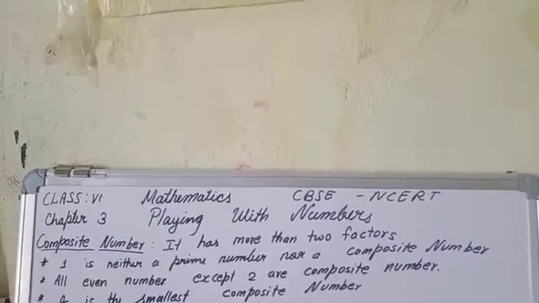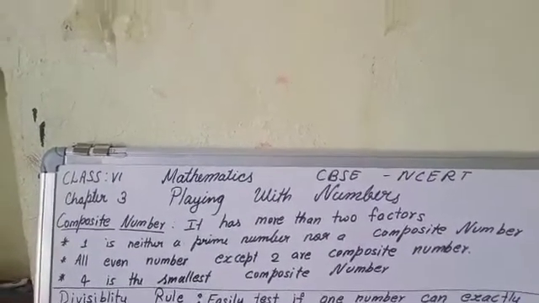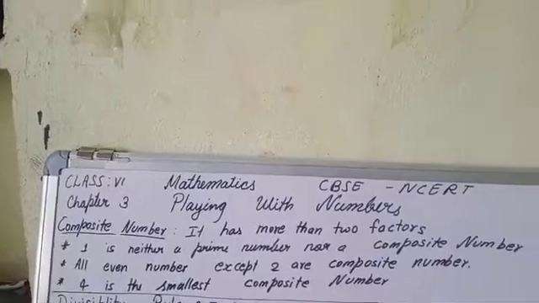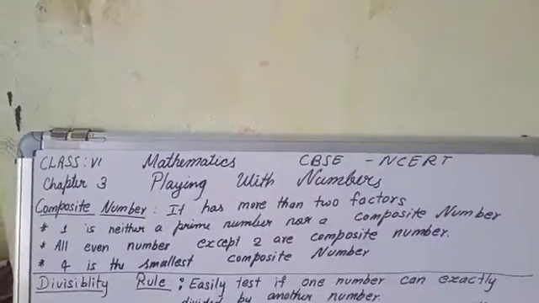Then you can observe here that 1 is not there, 2 is not there, and 3 is an odd number. So 4 is the smallest composite number.